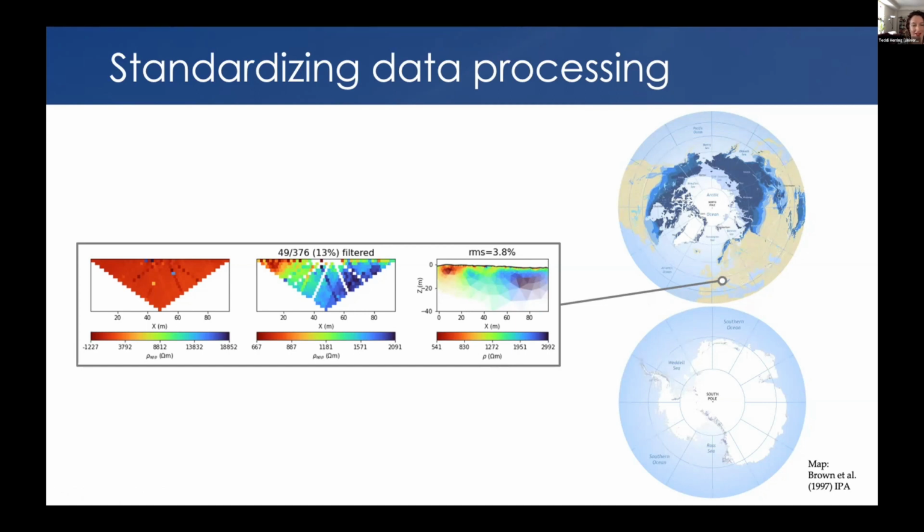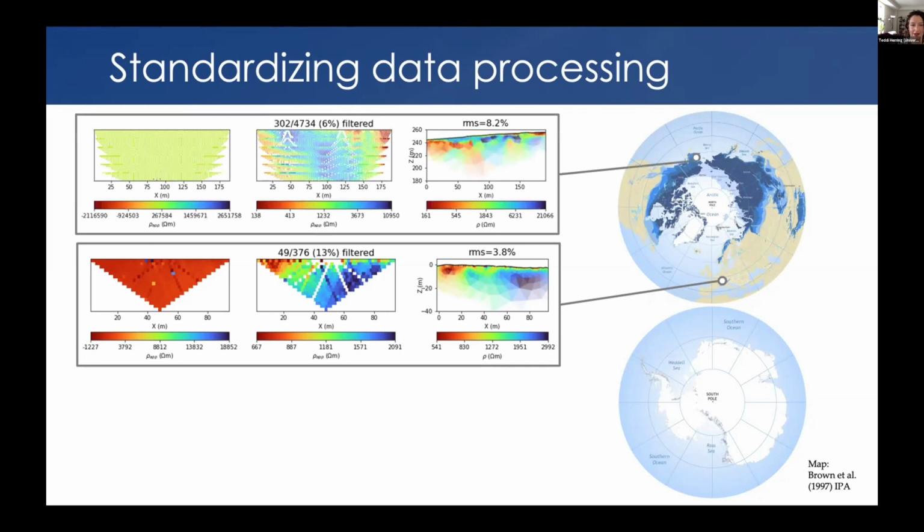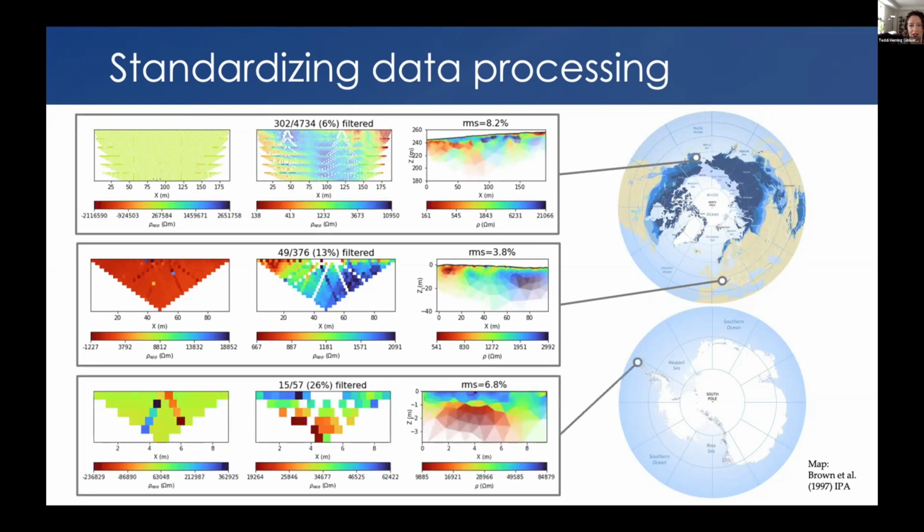So we iteratively tested and updated this automated processing routine in different locations. Here's one in the Seward Peninsula in Alaska, and here's one in Antarctica. So we came up with a set of parameters that worked reasonably well for sites in diverse permafrost environments. And by having this standardized and having everything processed the same, it enables us to make comparisons between data collected in different places or at different times, which is really important for this kind of monitoring perspective.